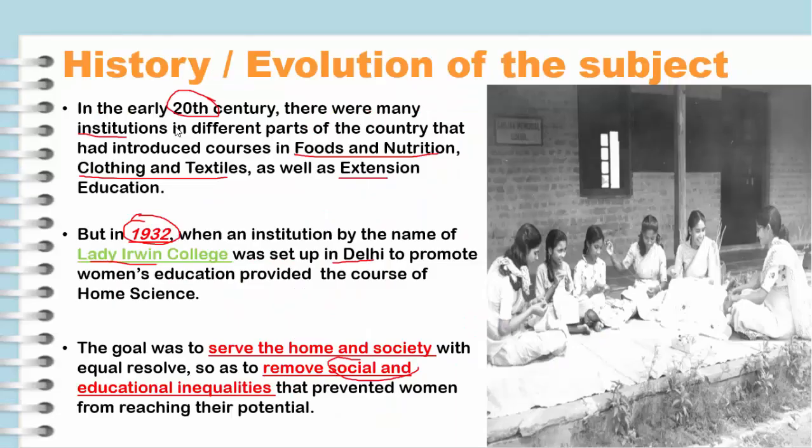In the early 20th century, that means from 1900 to 2000, there were many institutions separately teaching each subject. I mean, different subject for food and nutrition, different subject for clothing and textiles, different subject for extension. So for the first time in India, in 1932, Lady Irwin College was established in Delhi in order to promote women's education. Before independence, the status of women was very bad. They didn't used to send women outside. They didn't used to give enough respect to women, or they didn't used to consider women's opinion in family decisions. So it's really an achievement that a separate college was set up exclusively for women's education. The goal was to serve home as well as the society, and to remove the inequalities that are present in the society.